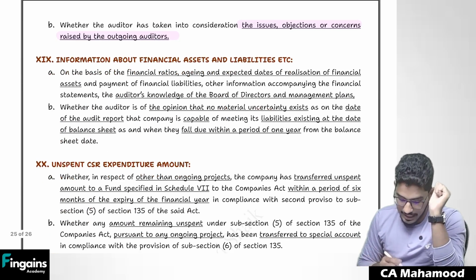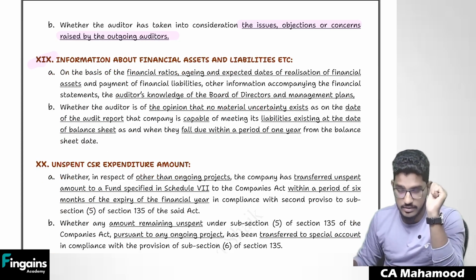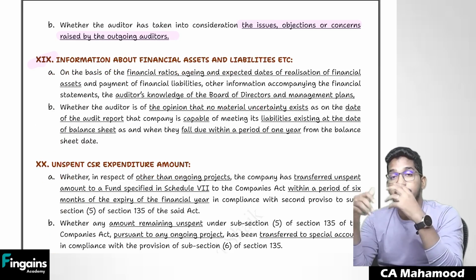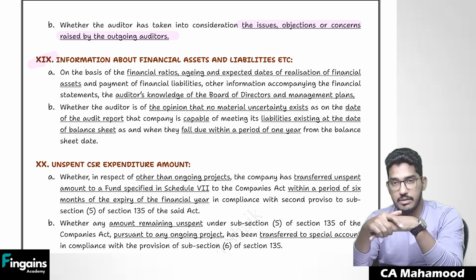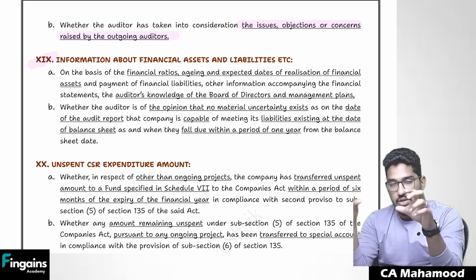Understood? Now, 19th point. The 19th point is a bit interesting. Here you have to comment on the future viability of the company. This is the only exception to the general audit.